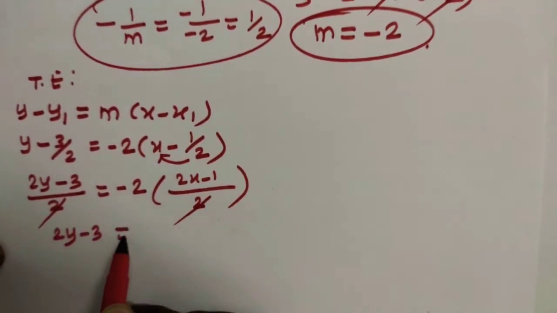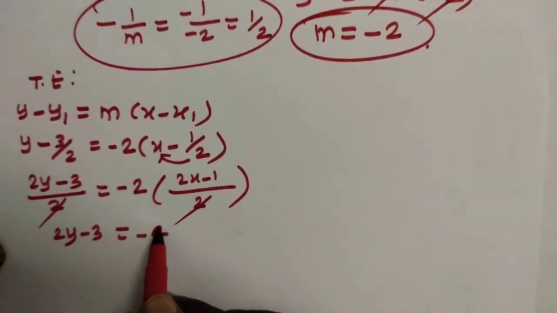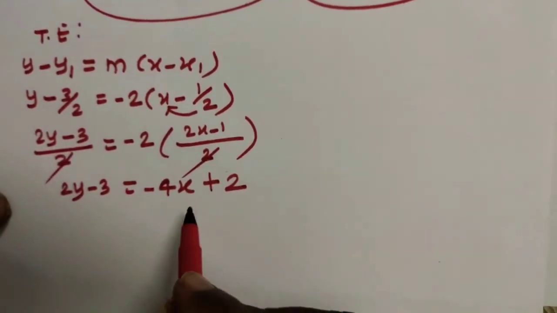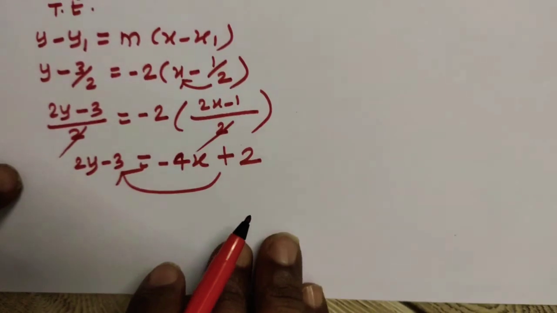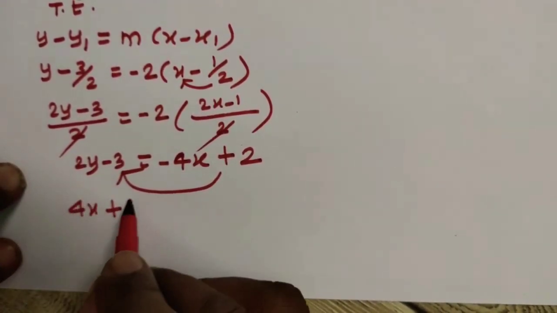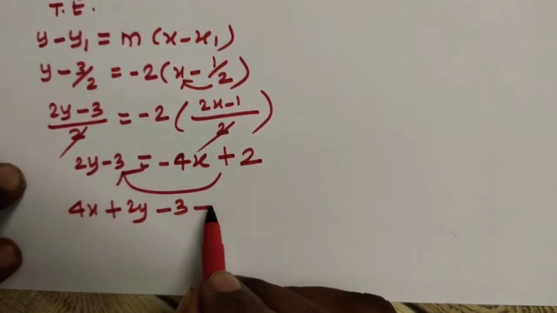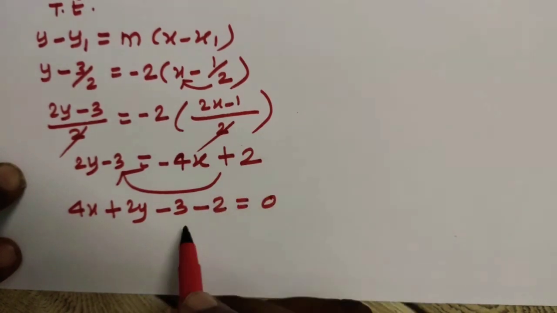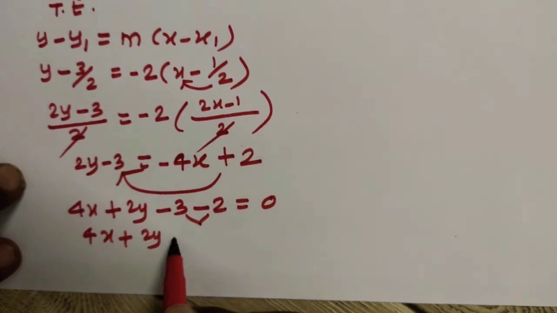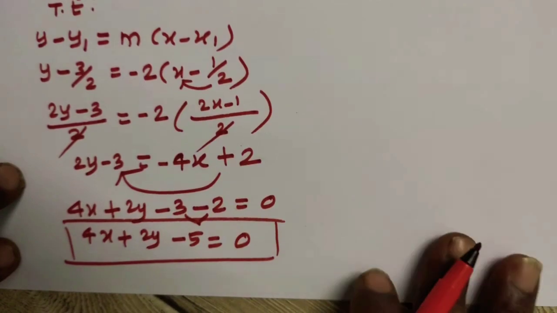2y minus 3 is equal to minus 2 multiplied inside: minus 2 into 2x is minus 4x, minus 2 into minus 1 is plus 2. And bring it to the left side, plus 4x plus 2y minus 3, the plus 2 coming to the left becomes minus 2, which is equal to 0. This is nothing but 4x plus 2y minus 3 minus 2 is minus 5, which is equal to 0. This is the required tangent equation.